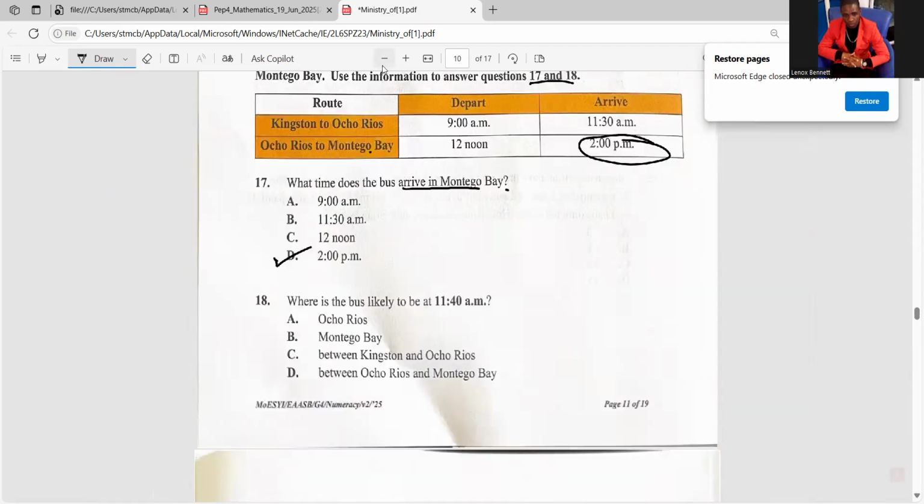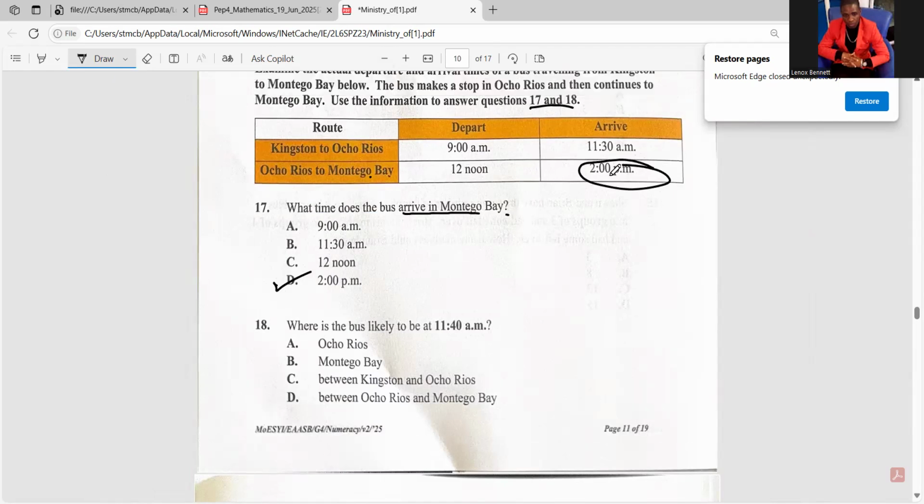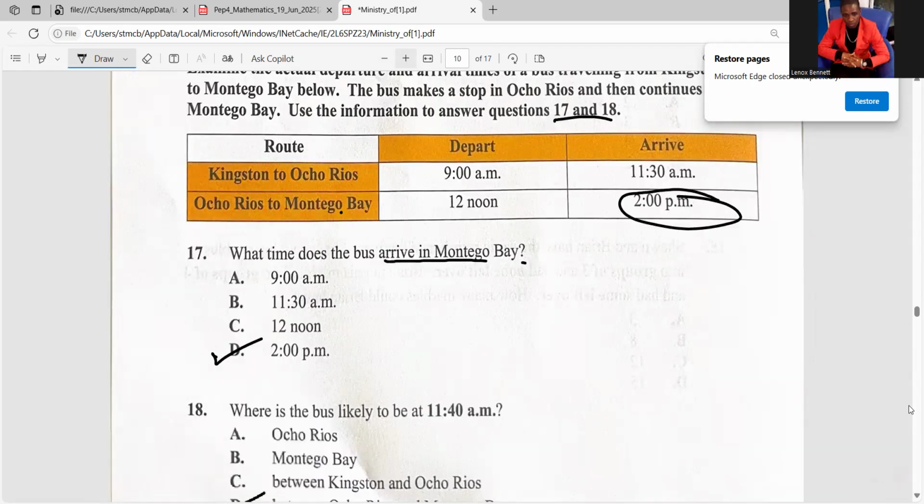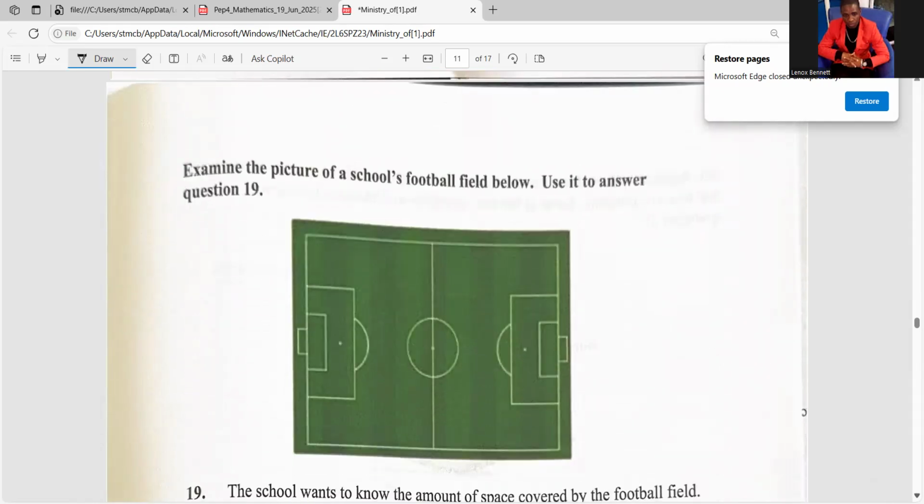All right, so 11:40. So basically, after them arrive at 11:30, right? So between Ocho Rios and Montego Bay. All right, so nice one again. Big up yourself. School me there, guys. 2 o'clock and now still.